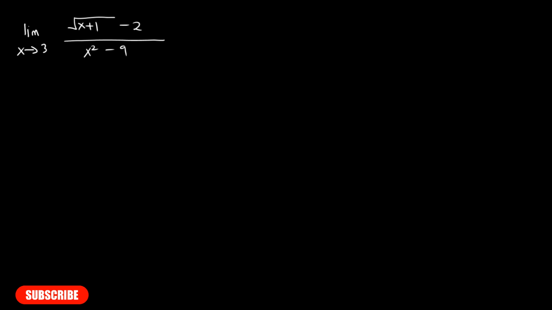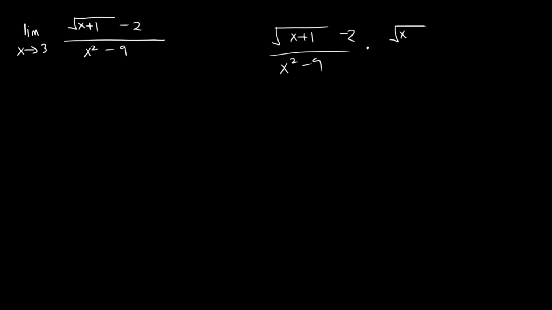So to do this, you are going to do the same thing I did in the previous question. You are going to multiply both the numerator and the denominator by the conjugate of what you have on top. So that's going to be square root of x plus 1 minus 2, divided by x squared minus 9, times, let me write this here, square root of x plus 1 minus, sorry, in this case it's going to be plus, because I'm multiplying by the conjugate. So that will be divided by square root of x plus 1 plus 2.